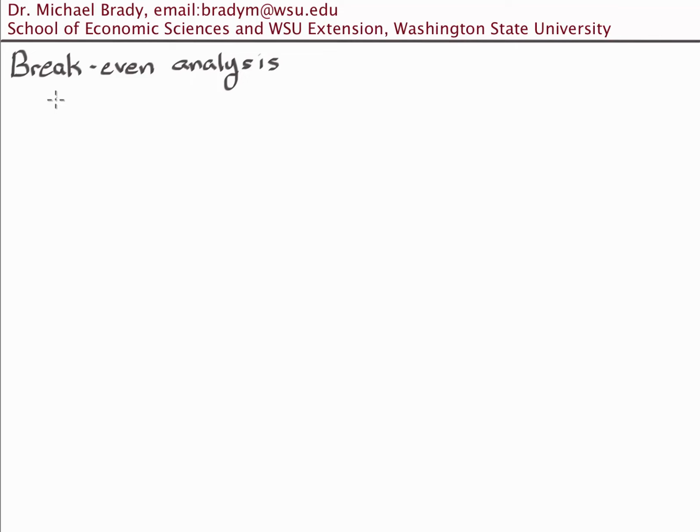Okay, so what information do you need to do a break-even analysis? Well, the information you need is provided on most enterprise budgets. The first thing you need are production costs, and these are going to be measured in dollars per unit. It's per unit because all enterprise budgets are done on a per unit basis. So for crops, this means that they're per acre, and for livestock, it's usually on some sort of per head or per animal unit. The example I'm going to work through here is for crops, so this is going to be dollars per acre.